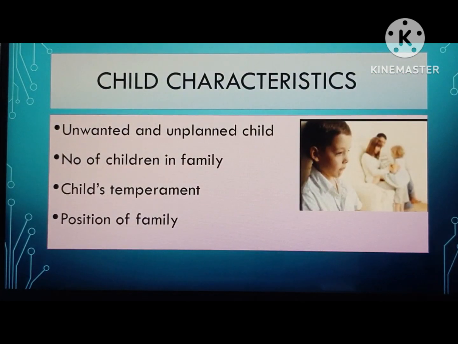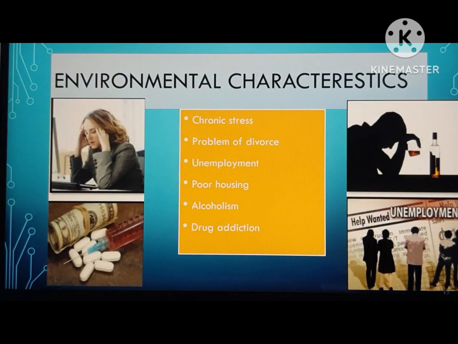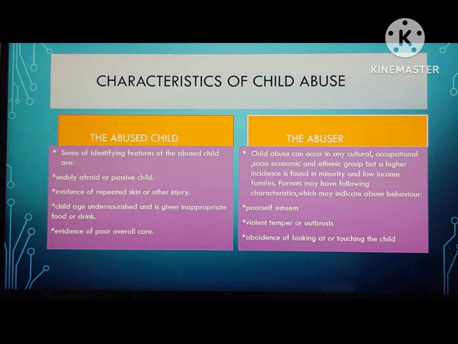Next, child characteristics: unwanted and unplanned child, number of children in the family, child's temperament, position in the family. Environmental characteristics: chronic stress, problems of divorce, unemployment, poor housing, alcoholism, drug addiction. All these environmental characteristics related to the parents cause more child abuse and child neglect.